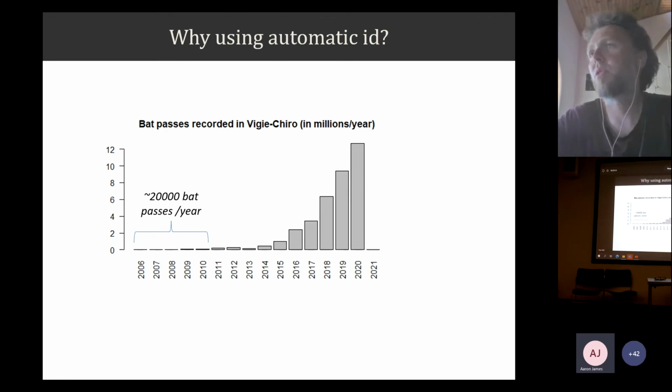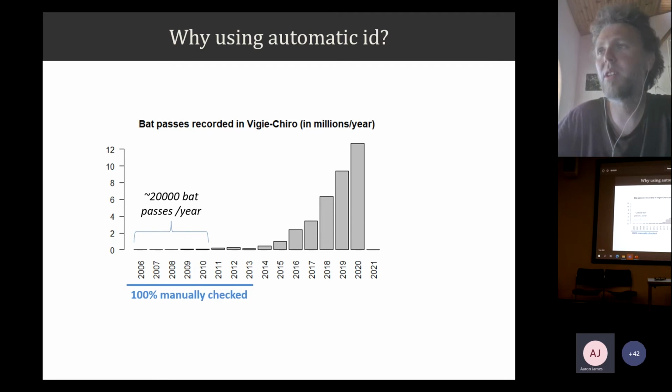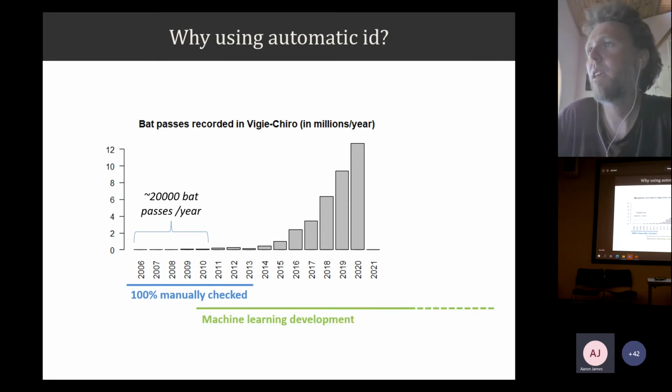So that was a quick overview of the program and the data. I'll talk a little bit about what we are doing about automatic identification, so why we are using it. Maybe it's obvious today, but at the beginning we were manually checking everything. It was a few tens of thousands of recordings each year. It was time consuming, and obviously it's not possible today because we have around 10 million bat passes recorded per year.